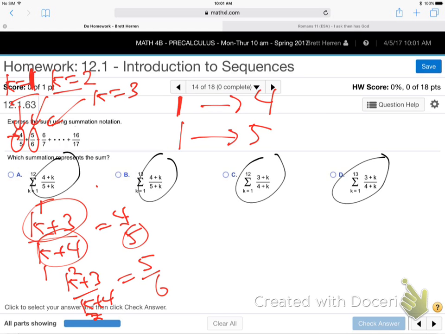And where did I come up with the k stuff? Well, the first one is always 1, then 2, then 3. Then you got to plug in 1 and get 4/5. Plug in 2 and get 5/6. See how that works? Hey, any other questions?